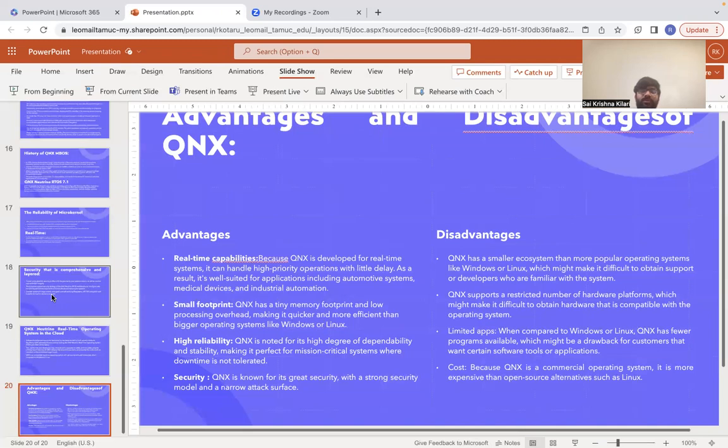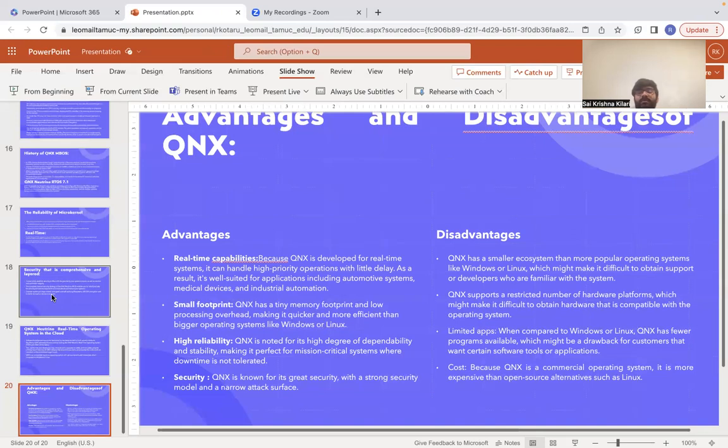Security: QNX is also known for its great security, with a strong security model and a narrow attack surface. Disadvantages: QNX has a smaller ecosystem than more popular operating systems like Windows or Linux, which might make it difficult to obtain support from developers who are familiar with the system. QNX supports a restricted number of hardware platforms, which might make it difficult to obtain hardware that is compatible with the operating system. Limited apps.